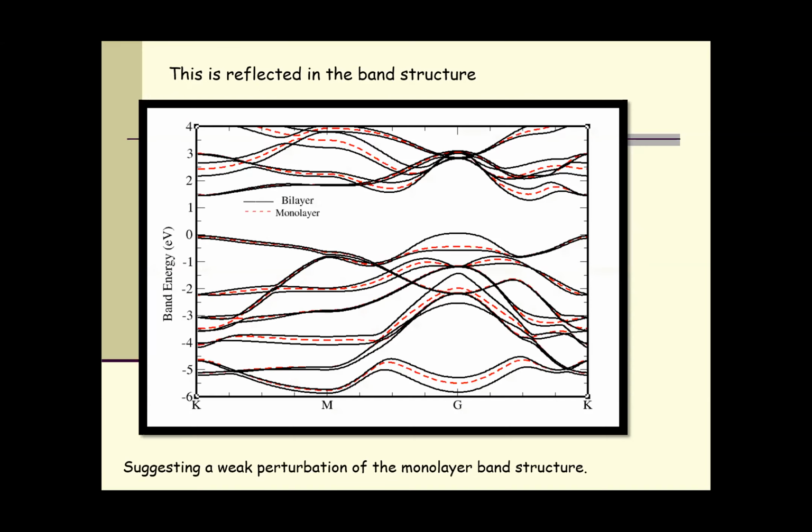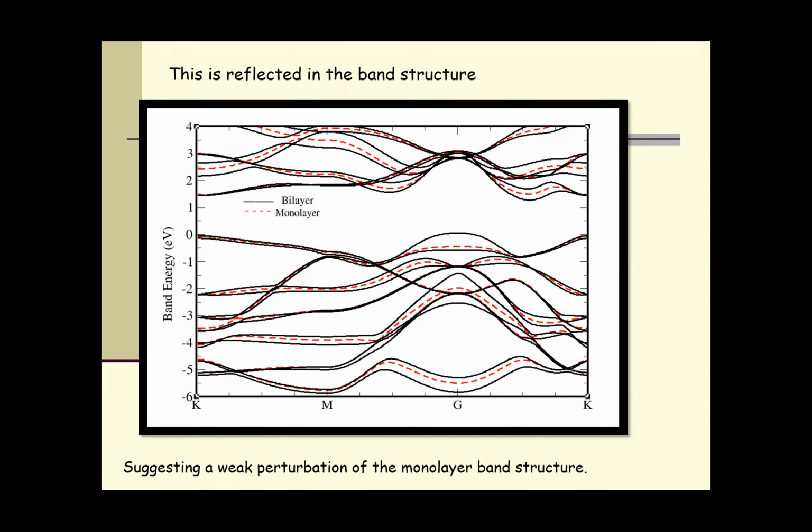This, again, using the method that I use, which is ab initio electronic structure calculations, is reflected in the band structure, which is shown in various symmetry directions. What you see here is the monolayer band structure shown in the red dashed lines, and the bilayer band structure shown over here in the black lines. Essentially, they're very similar, suggesting that the presence of the second layer merely is a weak perturbation to the band structure of the monolayer.